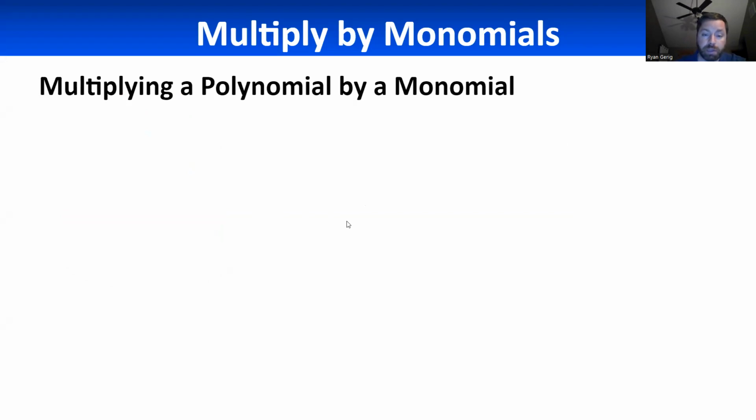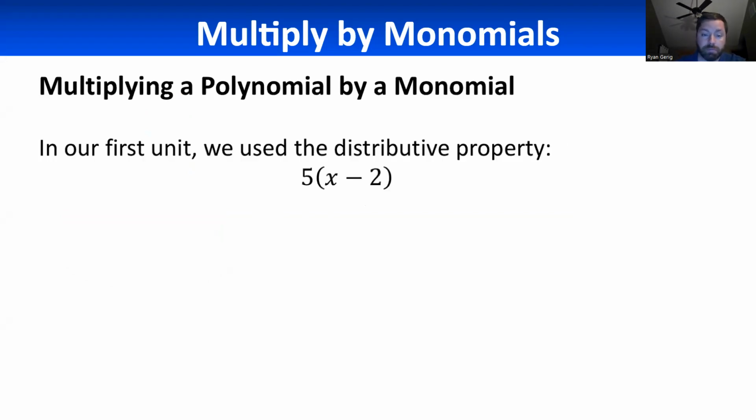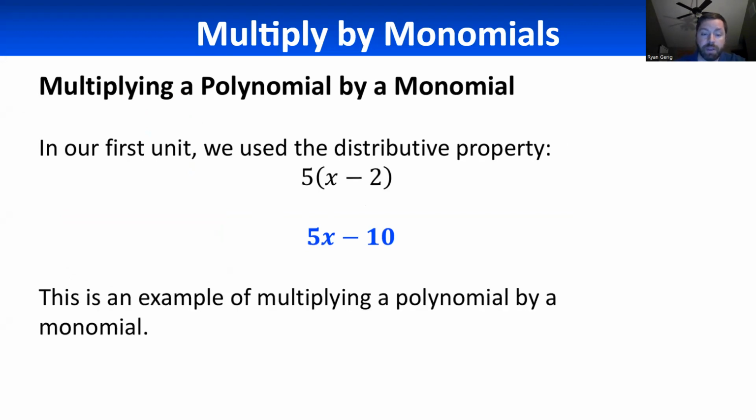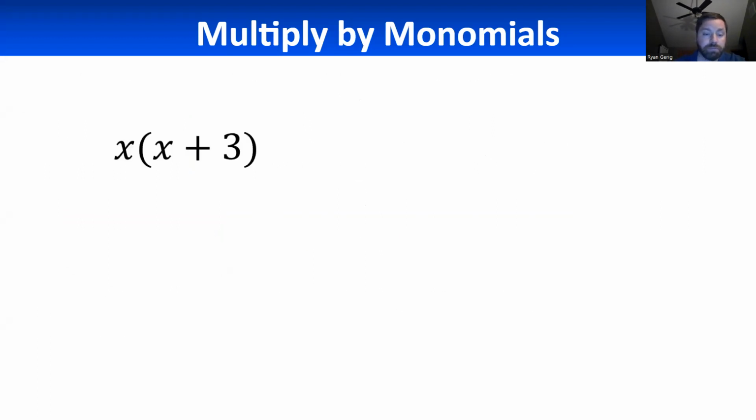So multiplying a polynomial by a monomial, you've done this before. Very, very beginning, back in August. And everybody's done this: 5 parentheses x minus 2. We use the distributive property. 5 times x, 5x, 5 times -2, -10. We've done that. This is an example of multiplying a polynomial, x minus 2, by a monomial, 5.